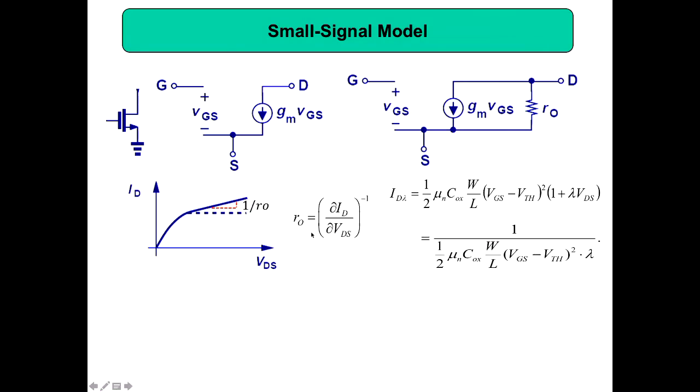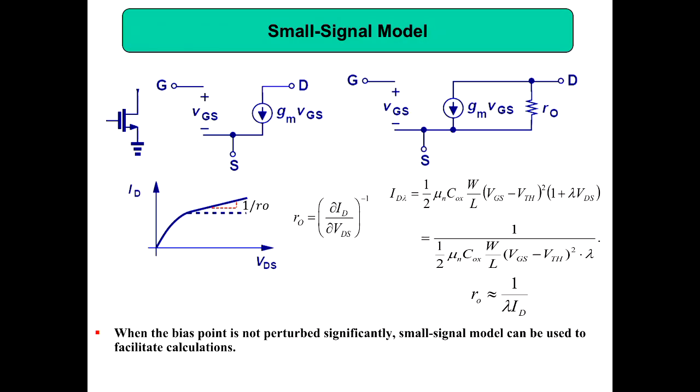So when you differentiate delta ID by delta VDS, you get 1 by 2 mu n COX W by L (VGS minus VTH) the whole square and lambda, just differentiating, nothing else. Then for this one, I can substitute ID without early effect. So then I can say that ro is approximately equal to 1 by lambda times ID.